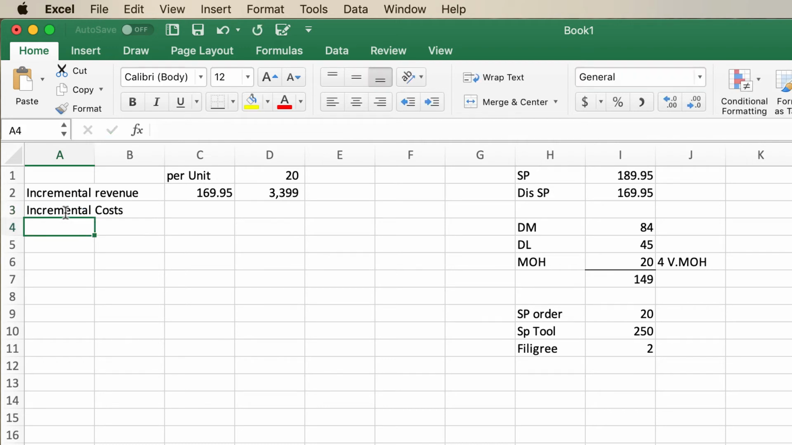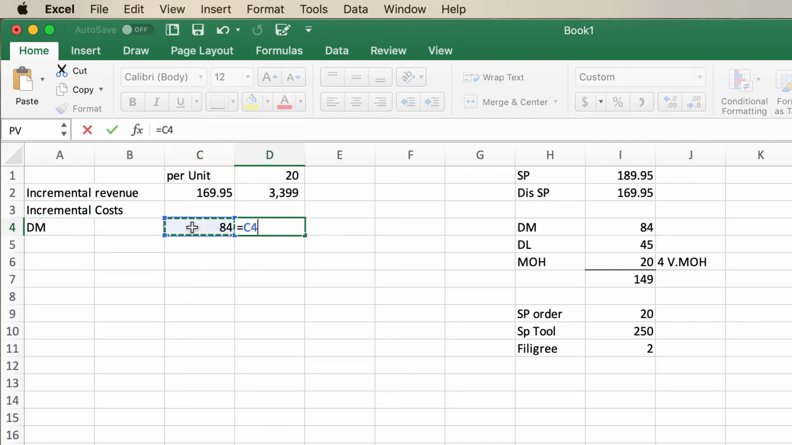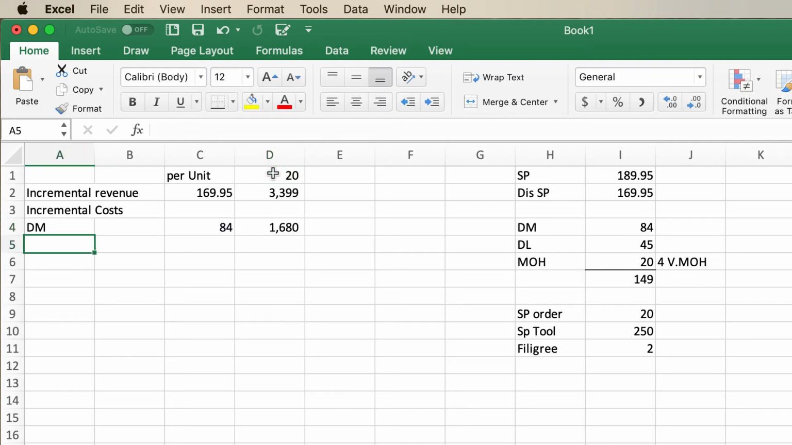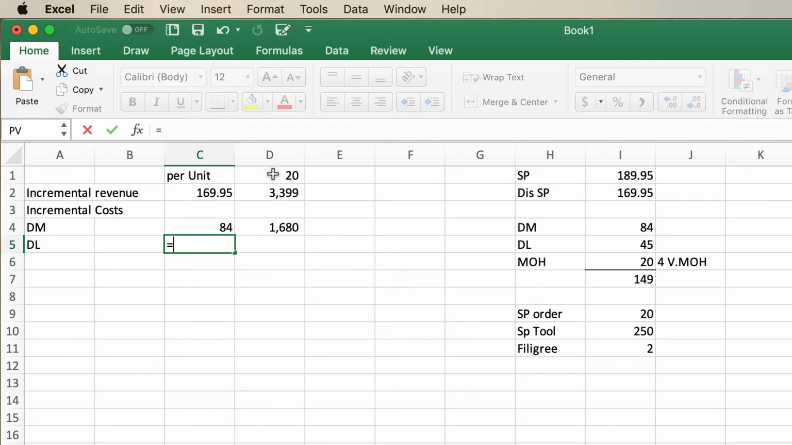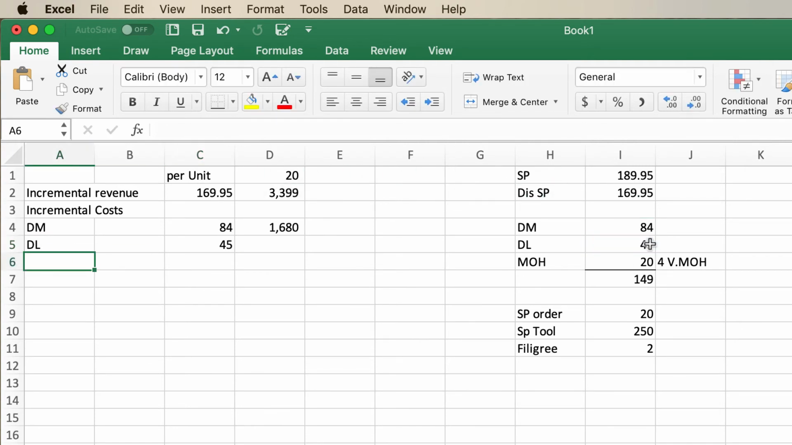Well, first we have direct material, right? We're making 20 extra bracelets. Our direct material costs are $84. So we see that in total, our total DM or direct material costs is $1,680. Then we need to look at the direct labor. Well, we're making 20 extra bracelets. We pay these people $45 per bracelet. Our total direct labor is $900.